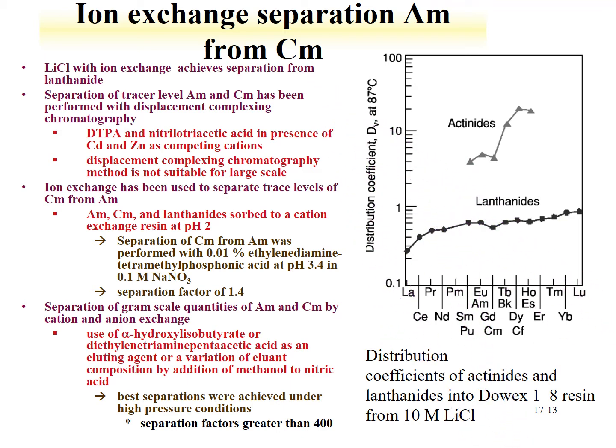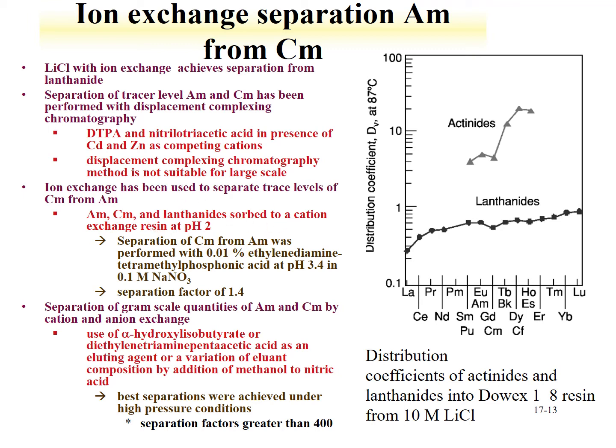So ion exchange has been used at two tracer-type levels, one using displacement complexing chromatography. It involves a two-ligand system, two metals that act as competing cations. You use the slight differences in the complexation between americium and curium to achieve a separation. This method is somewhat cumbersome and complex, can be used on a small scale, but is not particularly suitable to large-scale separations.